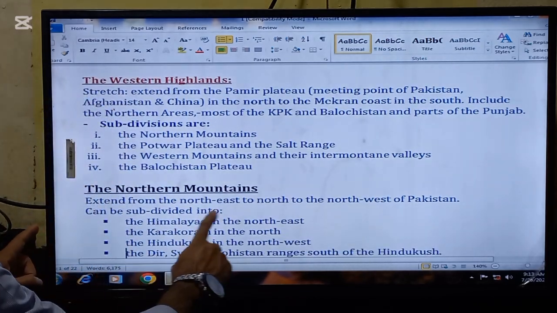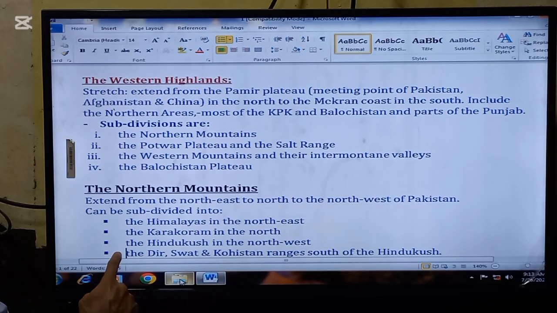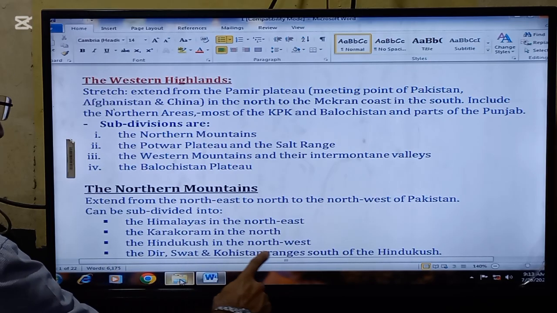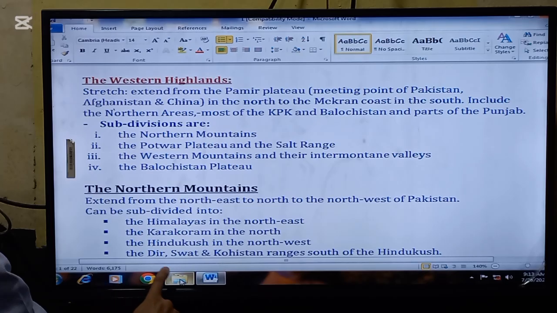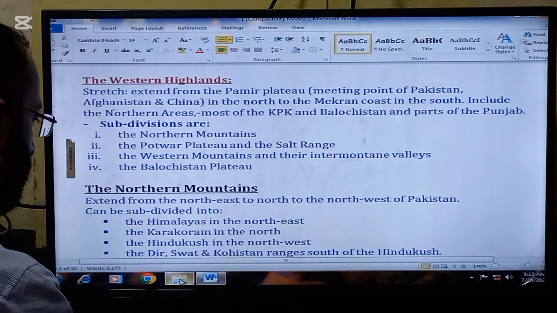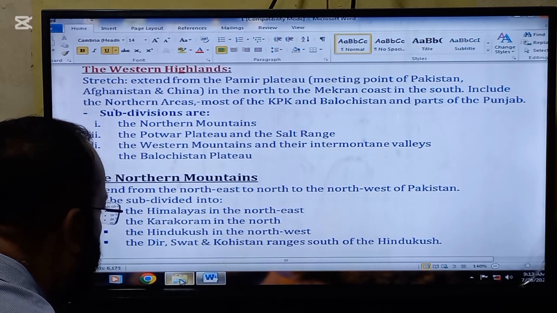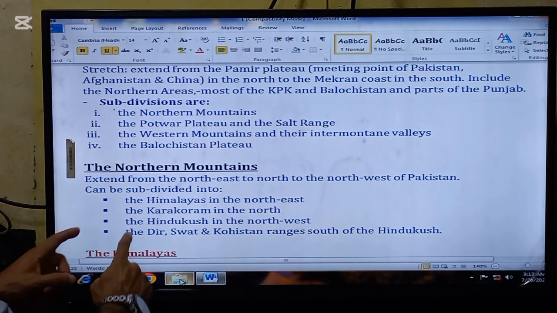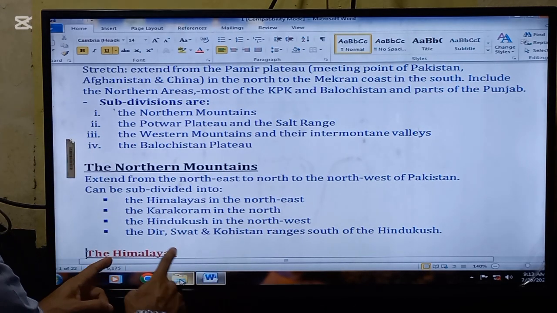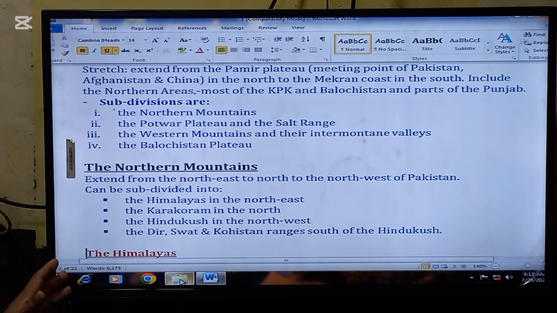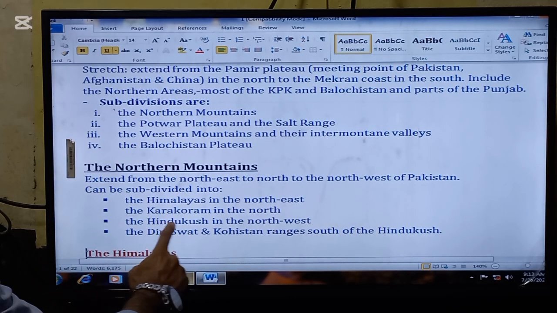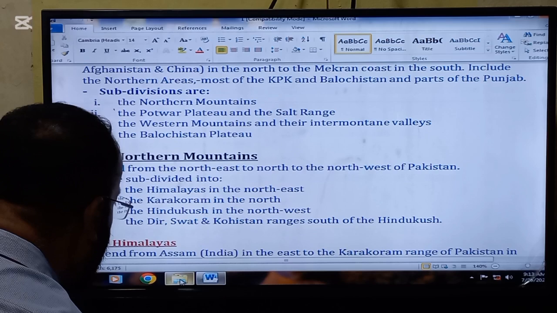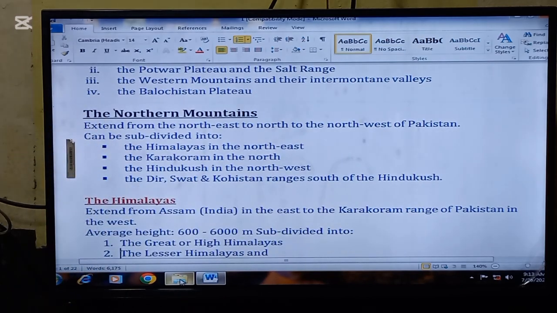The northern mountains are subdivided into: number one, the Himalayas in the northeast; number two, the Karakoram in the north; number three, the Hindu Kush in the northwest; next, the Dir, Swat, and Kohistan ranges south of the Hindu Kush. So one by one we are going to read these subdivisions of the northern mountains. The first one is the Himalayas in the northeast. So here we are going to read the Himalayas.